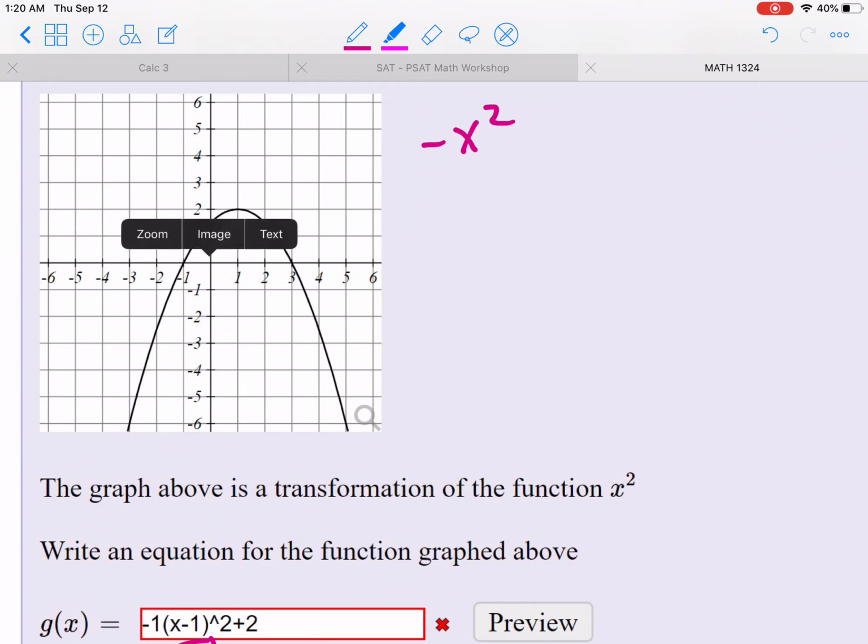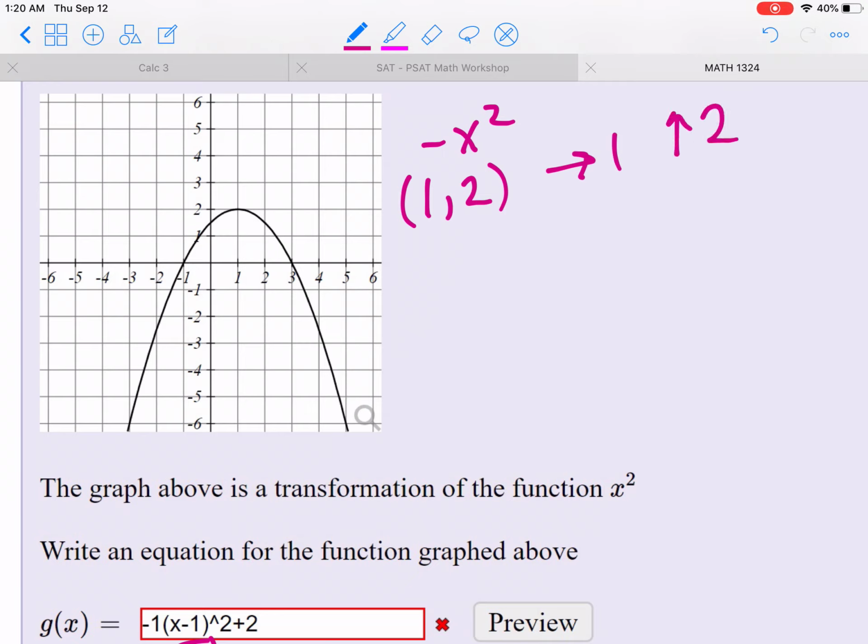Here, the original negative x squared vertex would be at (0, 0). It moved to the point (1, 2). So (1, 2) is where the vertex is located, and that means that it moved to the right 1 unit, and it moved up 2 units.